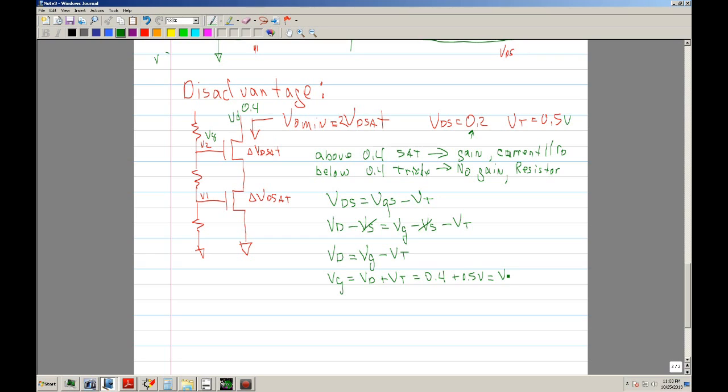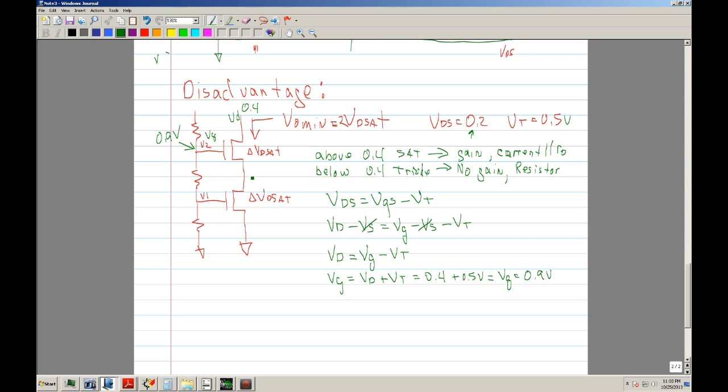So that means for VG to be able to satisfy the minimum voltage, you have to set VG to 0.9. Okay, so that would be 0.9 volts.